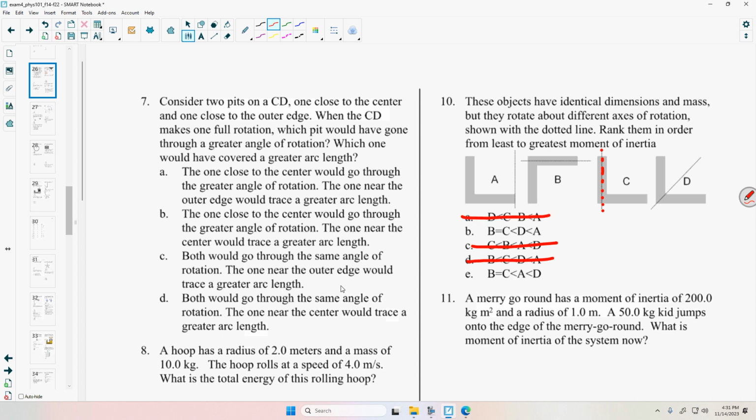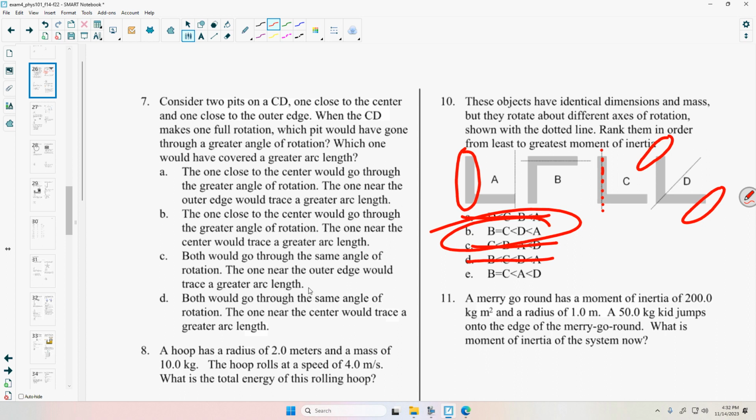So now I want to know which is bigger. Is A bigger or is D bigger? Well, notice that A has all of this mass out at big radii. And that's not true for D. At D, I don't have all the same mass like I do on A out at big radii. So A is the biggest of all of those. So B is the right answer. Is that right? Yeah. B is the right answer.